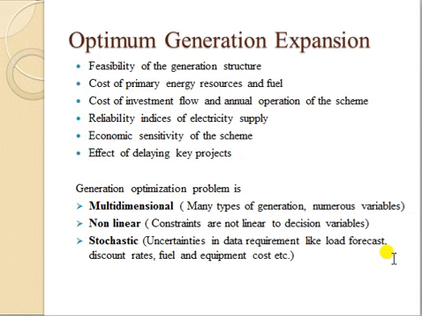So let us go ahead and see what the optimum generation expansion is. There are six criteria which you have to consider for an optimum generation expansion. Whenever you want to expand any generation plant, the first thing you have to consider is whether this project is feasible or not. So, feasibility of the project. Another is the cost of primary energy resources and fuel. You have to always consider what's going to be the cost of primary energy resources as well as fuel. The next thing is the cost of investment flow and annual operation of the scheme. So that is another thing. What are the reliability indices for electricity supply? There are two standards, IEEE 493 and IEEE 1366.